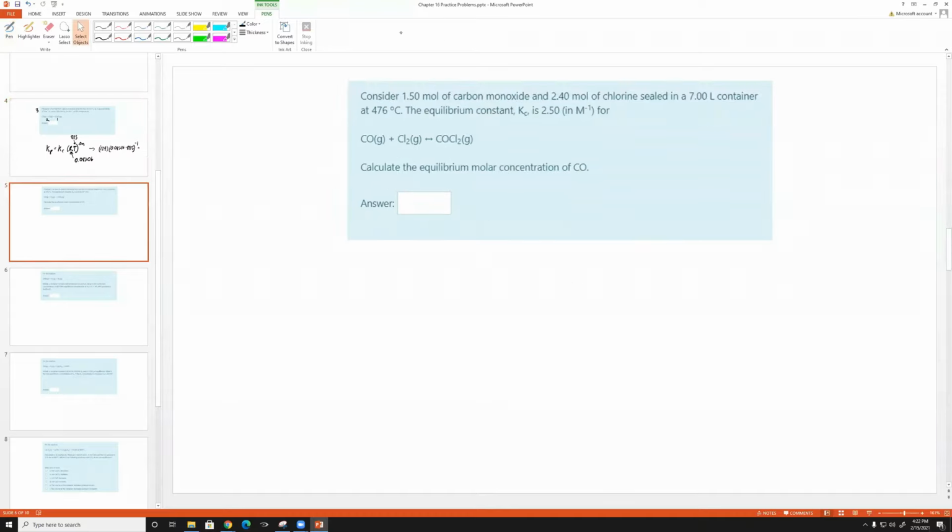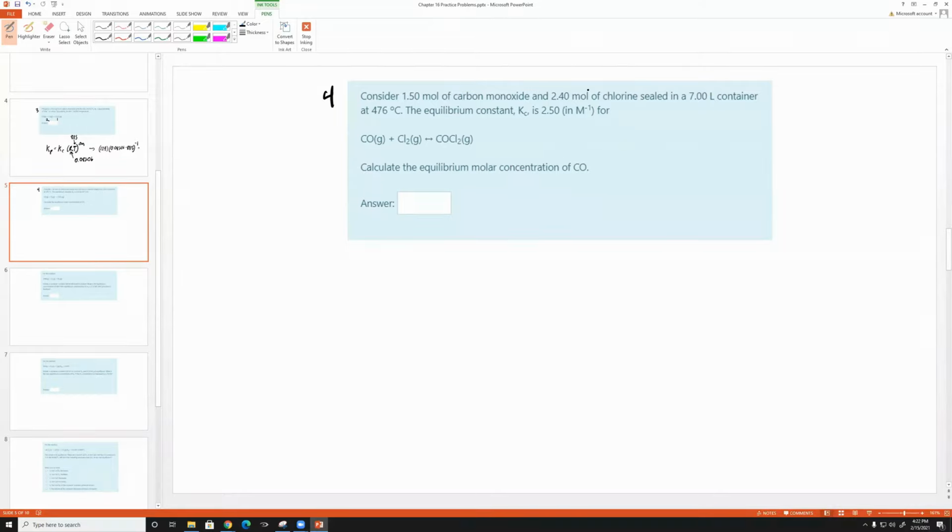Moving on to the next one, we'll call this number 4. Consider 1.5 moles of carbon monoxide and 2.4 moles of chlorine sealed in a 7-liter container at 476 Celsius. The equilibrium constant Kc is given. Calculate the equilibrium molar concentration of CO.